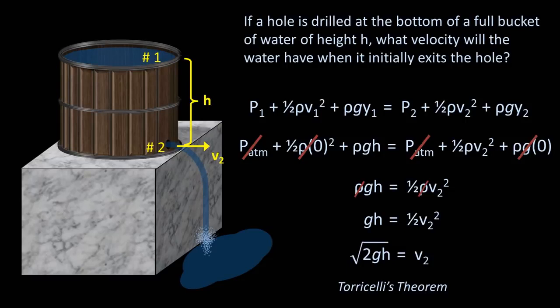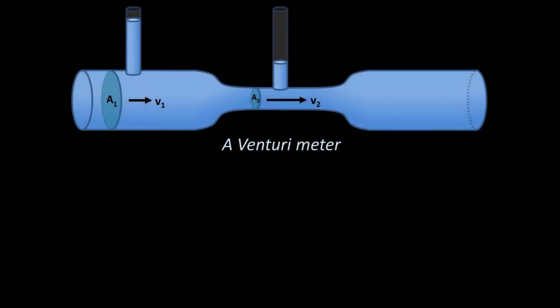Let's look at another application of the Bernoulli equation, one that's a bit more complicated. Here's a schematic of an interesting contraption called a Venturi meter. It consists of a horizontal tube of two different widths, where a vertical tube is attached to both the wide section and narrow section. A fluid moves along its length.